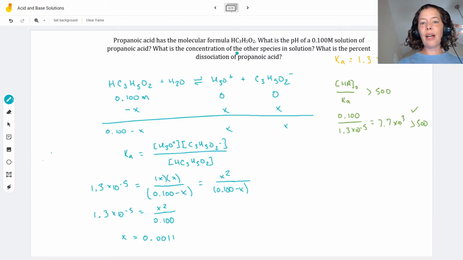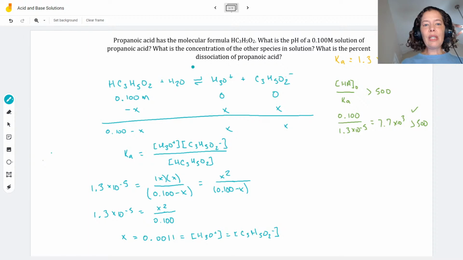We want to know what is the concentration of all the other species. So now we know our concentration of hydronium and our concentration of conjugate base. So we have partially solved already what the question asks for. We're not quite done yet, but we've made good progress. All right, so that's fantastic.